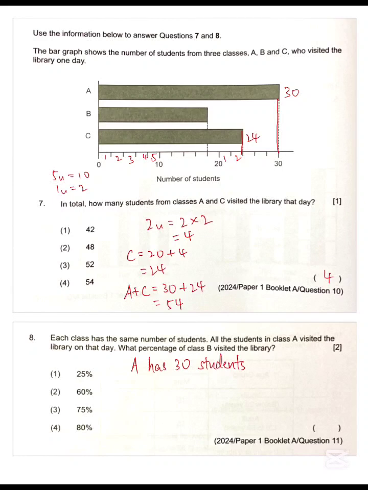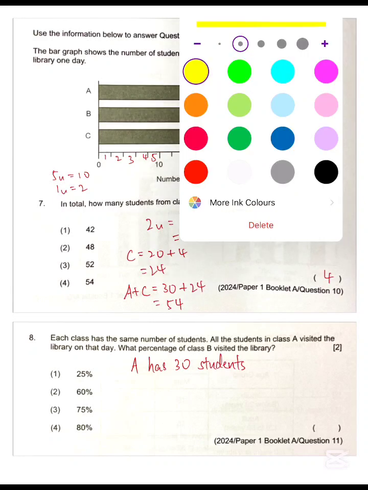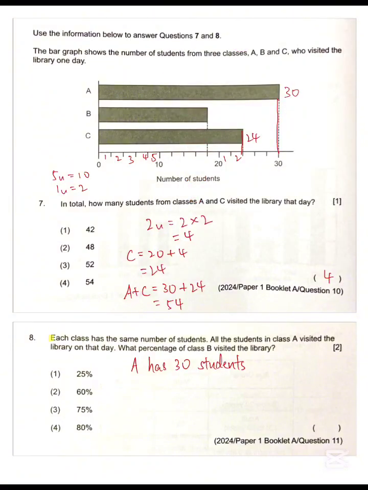Right, then each class has the same number of students. This is important. Each class, they have the same number of students, right? Meaning that class B also has 30 students in total. Right? So then they ask what percentage of class B visited the library. So we must see how many people from class B visited the library first.